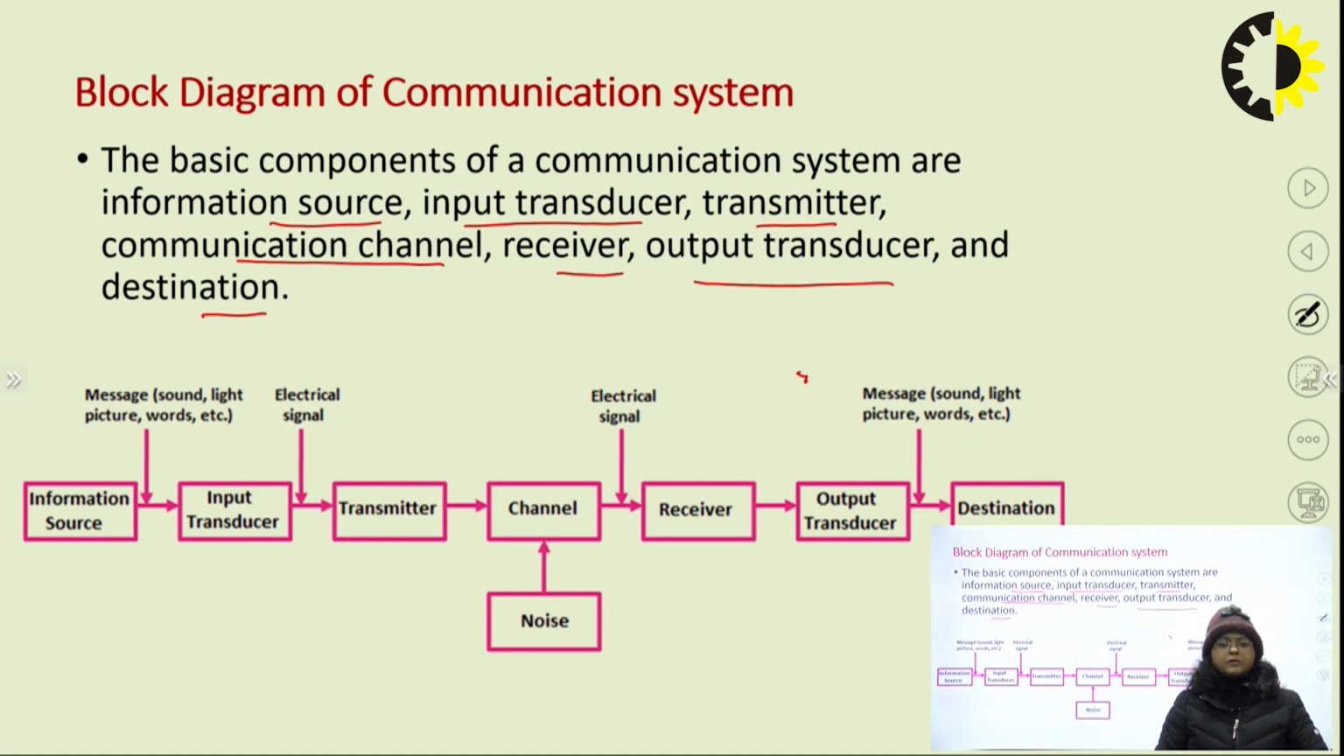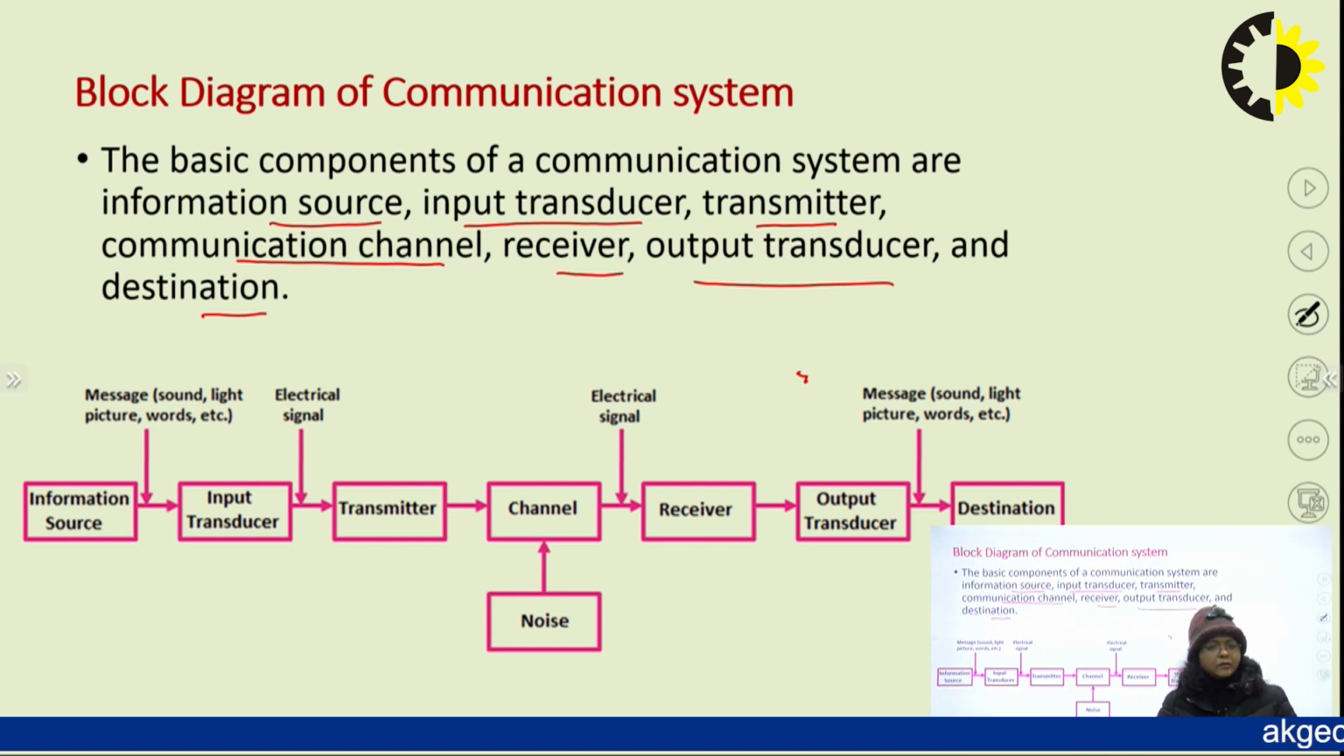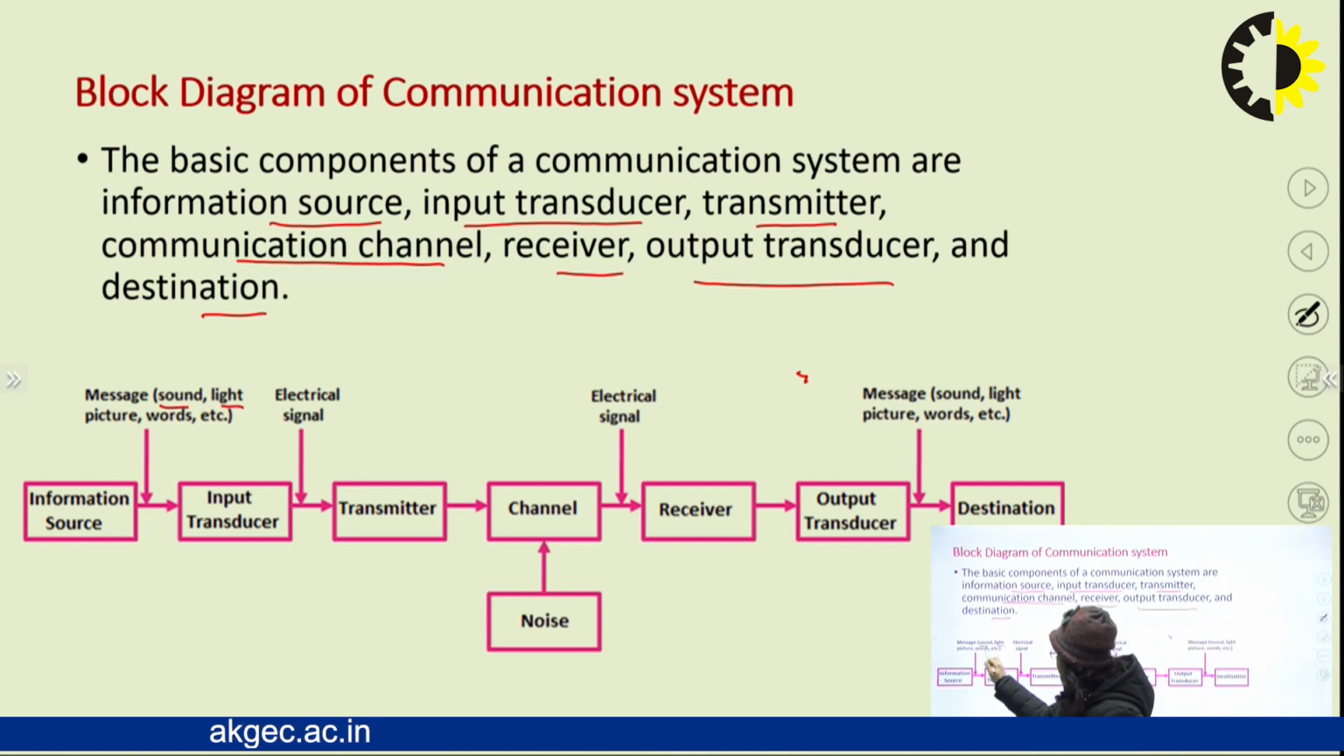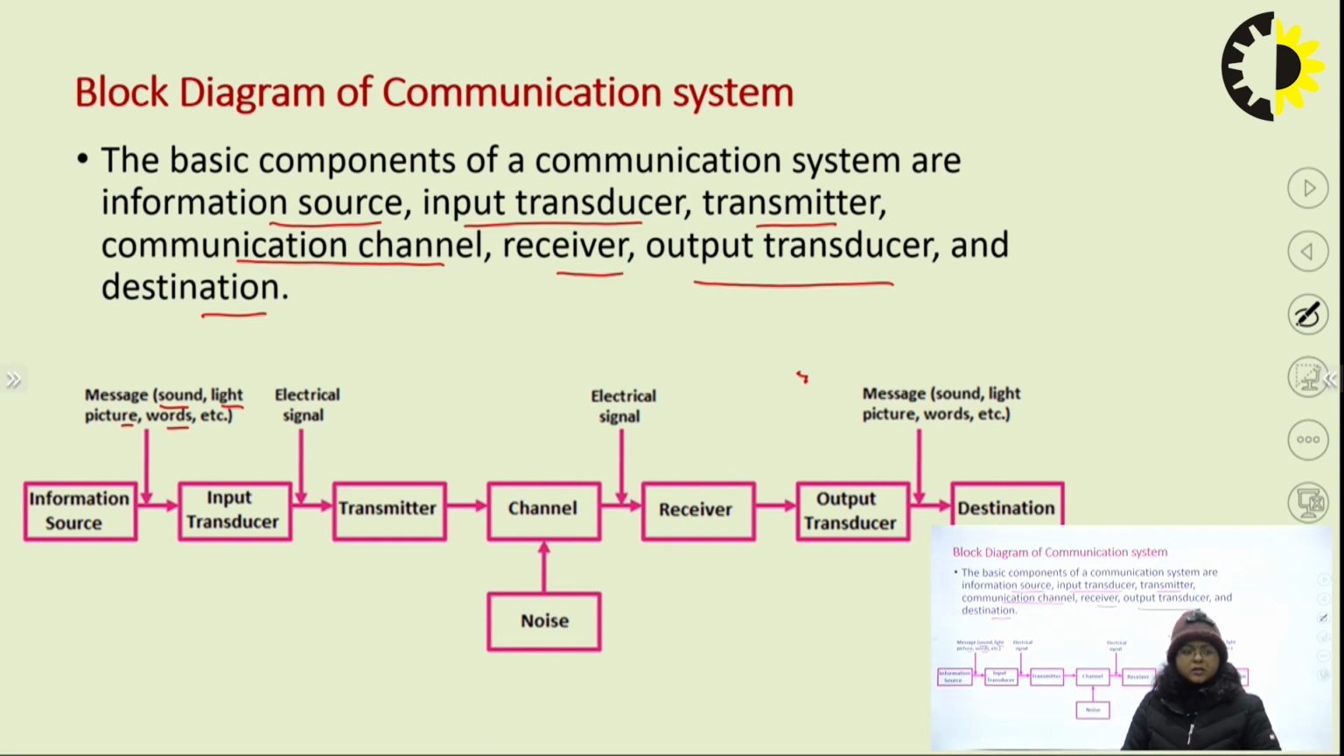Information is the real world message. It can be voice, it can be audio, it can be video, it can be picture or anything. So any message in terms of sound, light, picture, word, etc. is called as information. Such type of information is not possible to be treated by an electrical system.